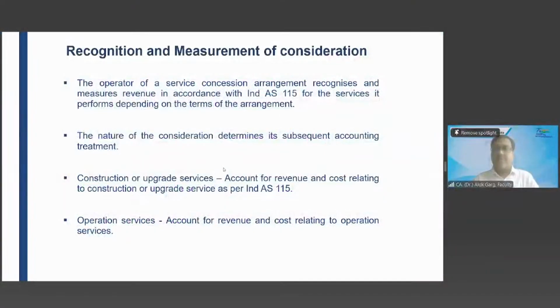And measurement of consideration. So friends, there are three things which the operator will do. Number one, the operator will provide construction or upgrade services.